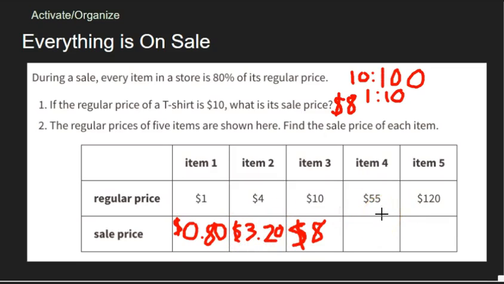What about here? $55 for the full price. Yeah, if we put it down to 10%, that would give us $5.50. And that's 10%, so then we multiply that by 8. That would give us 40, carry the 4. $44 on that one. Let me erase that 0 because we don't need it anymore. So $44 there. What about here? Yeah, 10% of this is going to be 12, right? 12 times 8 gets us $96.